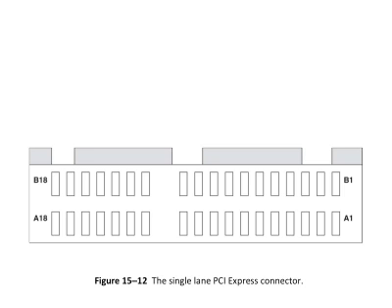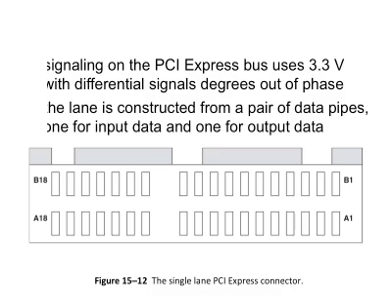And this picture here shows one example. This is, I believe, a one-lane connector, and it uses 3.3 volts on the PCI Express bus for signaling, for controlling data. And the lane is constructed from a pair of data pipes, one for input, one for output. So basically, receive and transmit.